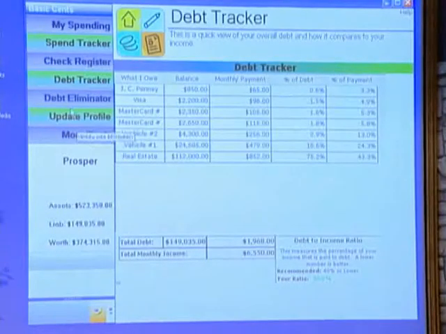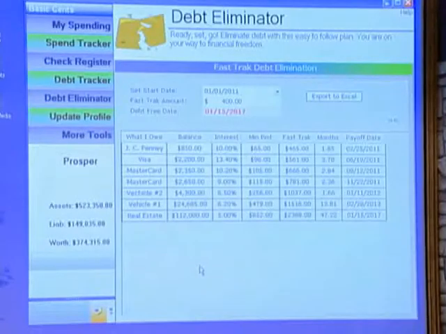Now, going down, this is the one you're going to like. Debt Eliminator. Now watch this. Here's all of our debts, smallest to greatest. JCPenney to the mortgage. Here's your balance. Here's your interest. Here's your minimum payment. Here's your fast track fund. Here's the number of months it's going to take you to pay it off, and here's the date it'll be paid off. What else would you want?